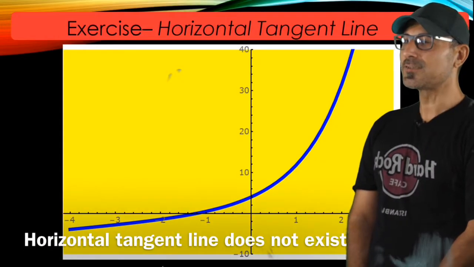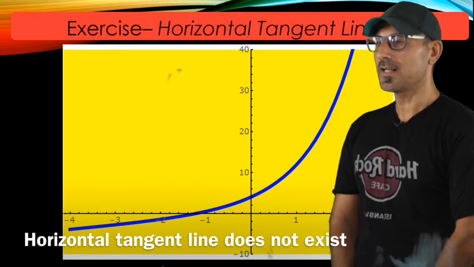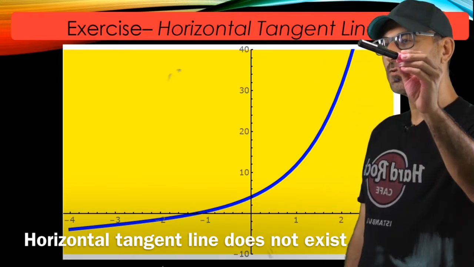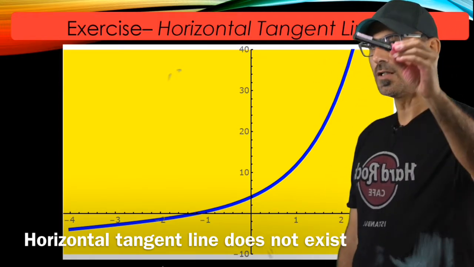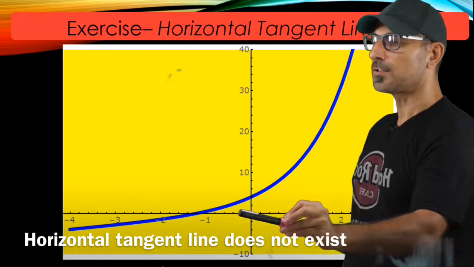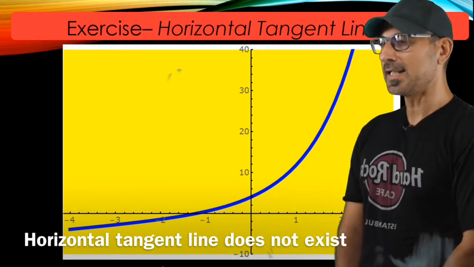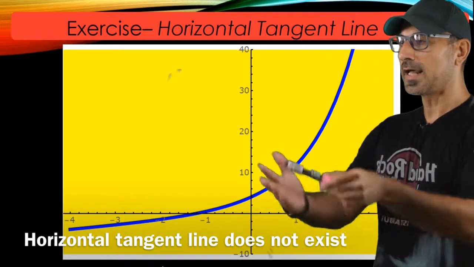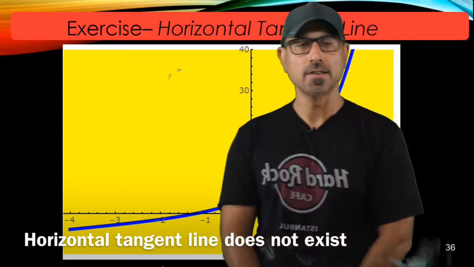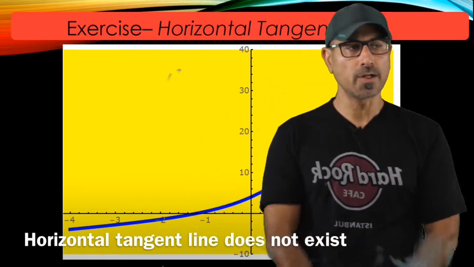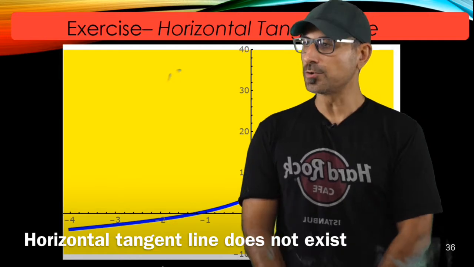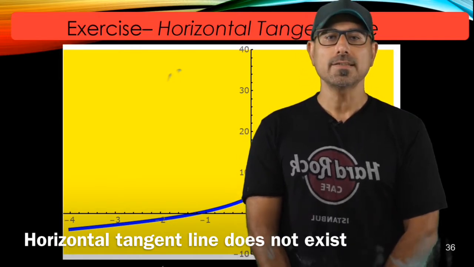All right, here is the graph of the function. As you see, no matter what point you pick, the tangent line to the curve is not going to be a flat one. So the graph also verifies that there is no point where the given function has a horizontal tangent line.